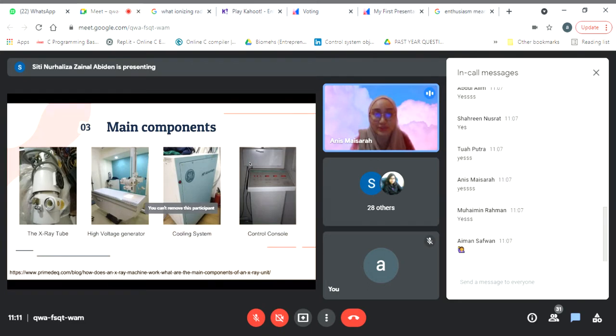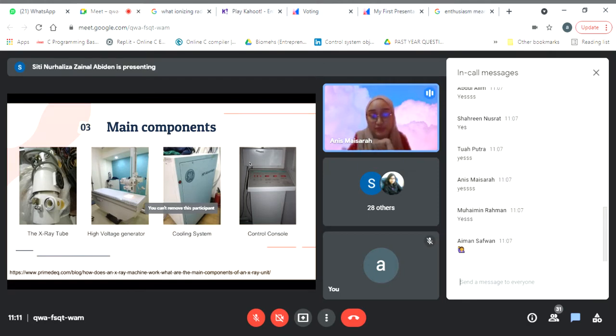So I'll proceed with the components of the X-ray machine. I believe that each one of you has at least encountered this X-ray machine, right? But I'm sure not everyone knows or notices what makes up the main components of the X-ray machine. So today I will briefly explain some of the main components of the X-ray machine.